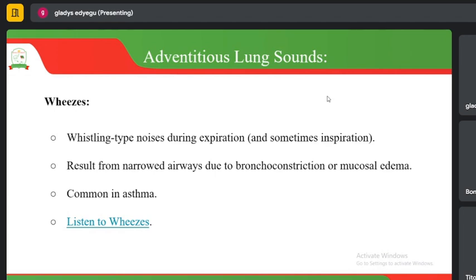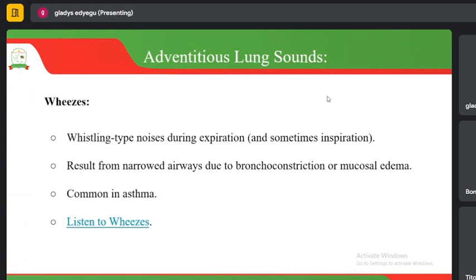Actually, what you've mentioned is very true. It looks like somebody is whistling. So it is kind of a whistling type of noise during expiration. It is mostly during expiration, and sometimes can also be in inspiration, but majorly it is during expiration. So it results from the narrowed airways due to bronchoconstriction and mucosal edema. These patients end up secreting a lot of mucus along the bronchi. So it causes narrowing of the bronchial lumen, whereby the oxygen is having difficulty to pass in, and also during expiration, the carbon dioxide is having difficulty to be expired.